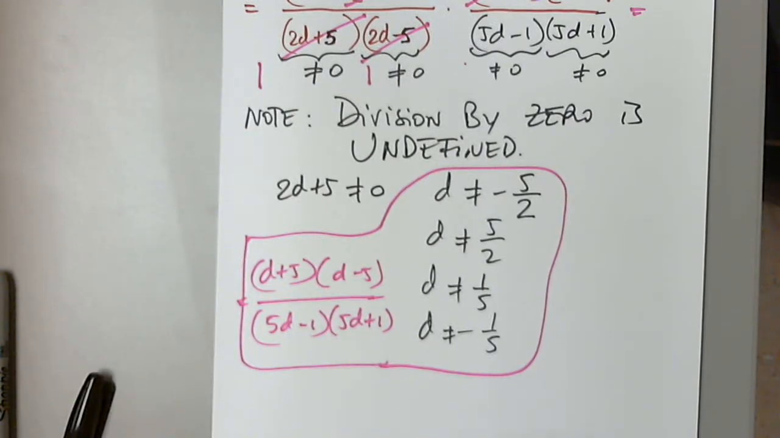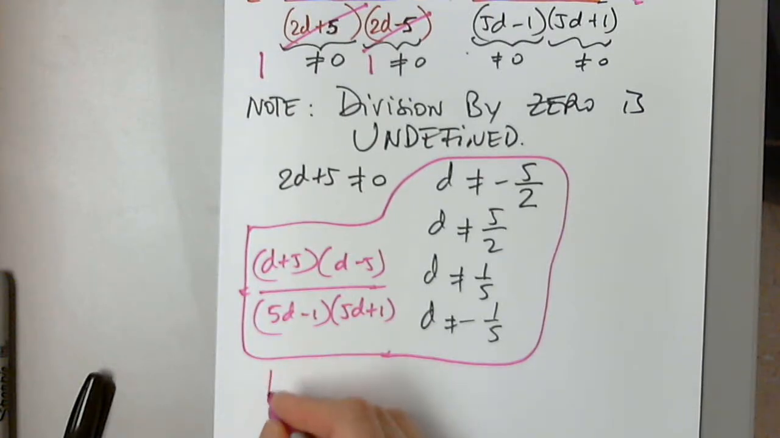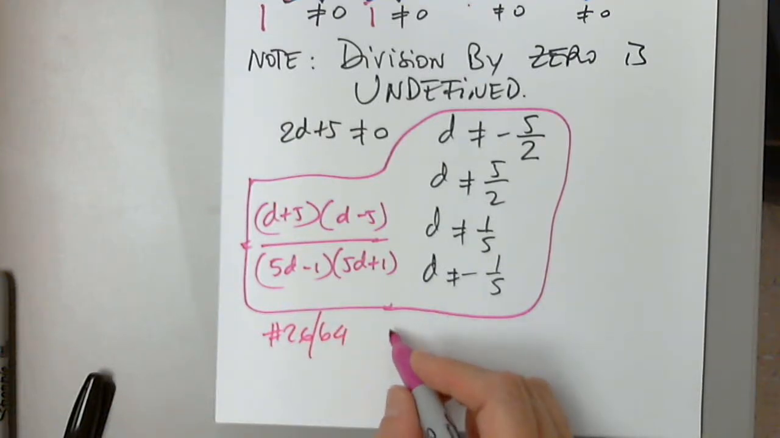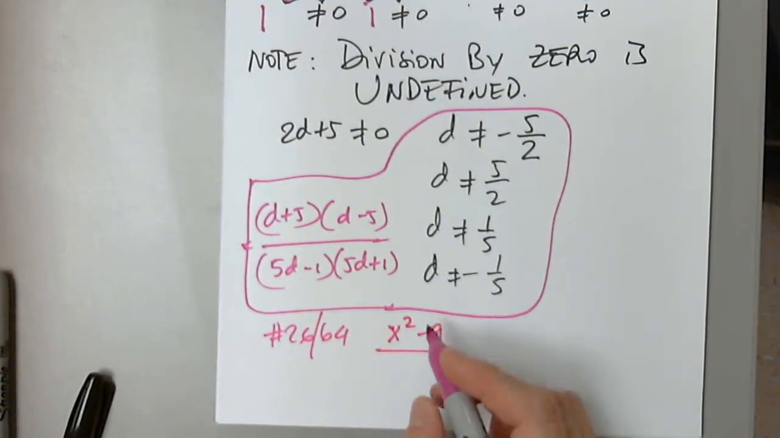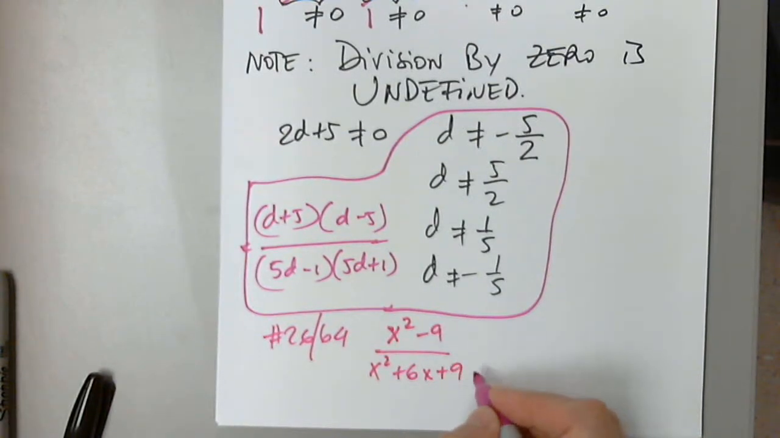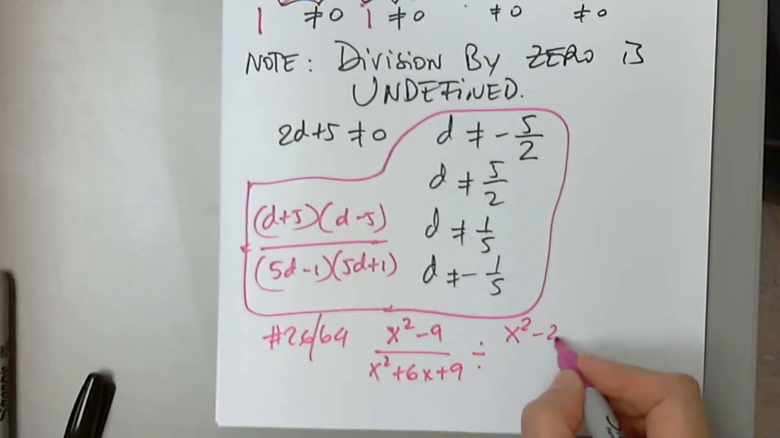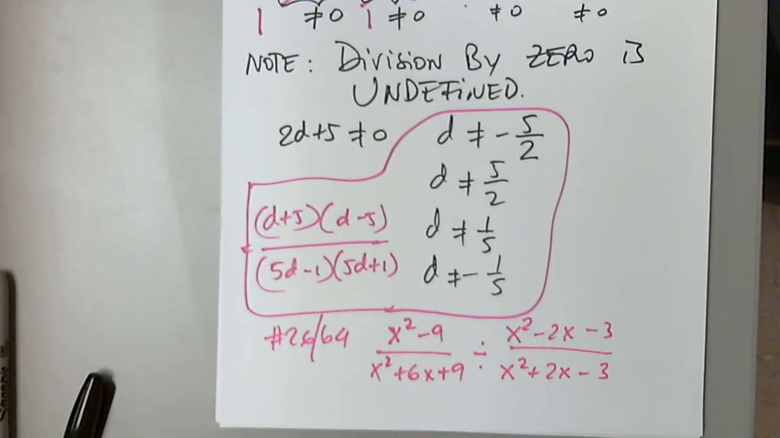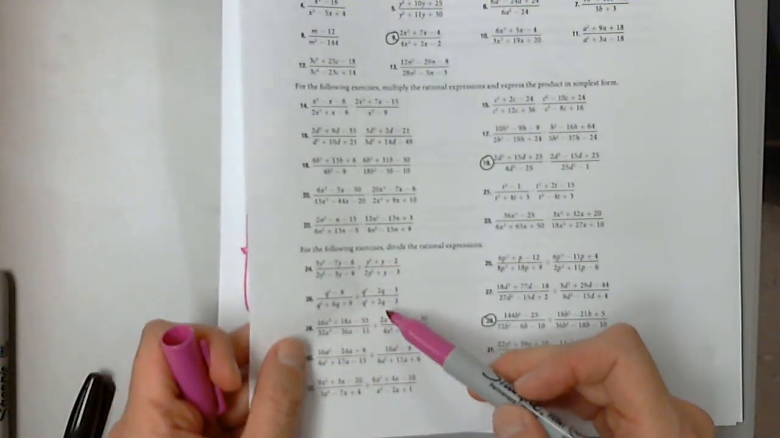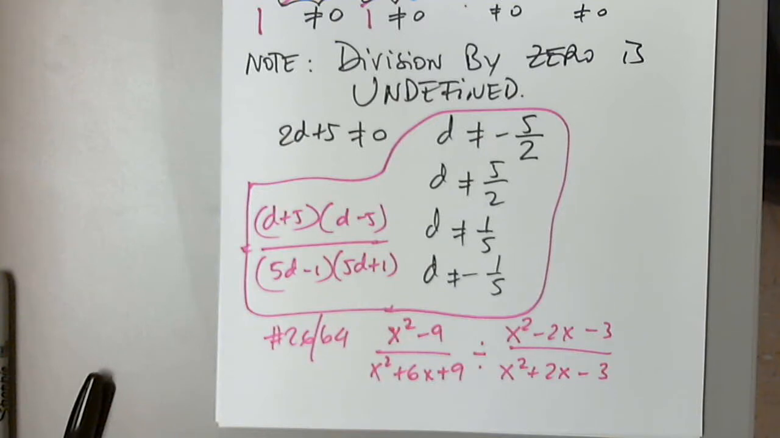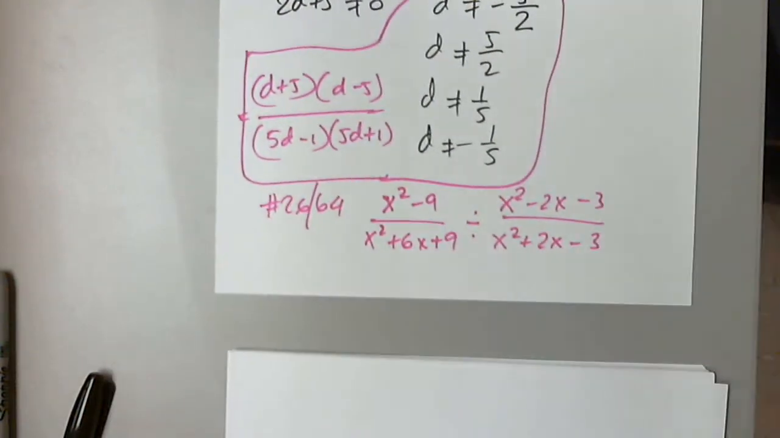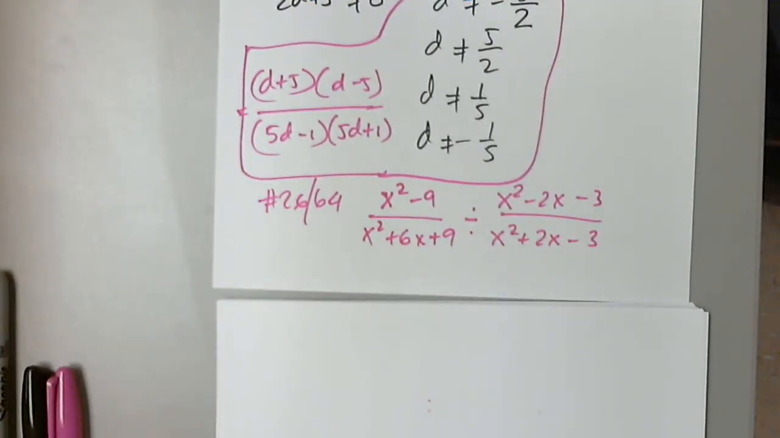Okay, so I'm gonna choose something that is not as long, like 26 on page 64. And this is x squared minus 9 divided by x squared plus 6x plus 9 and divided by x squared minus 2x minus 3 over x squared plus 2x minus 3. With your permission, I changed q into x only because you had difficulties with my not good looking 5, and I'm sure you'll have difficulties reading my q. So I got your permission.